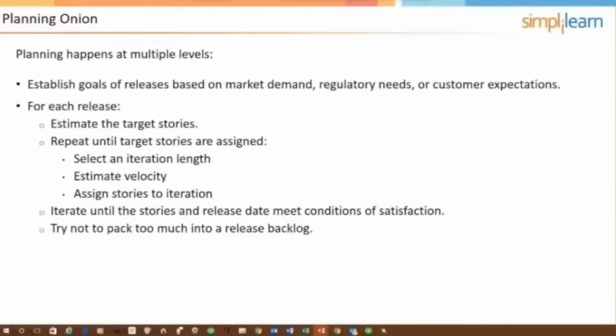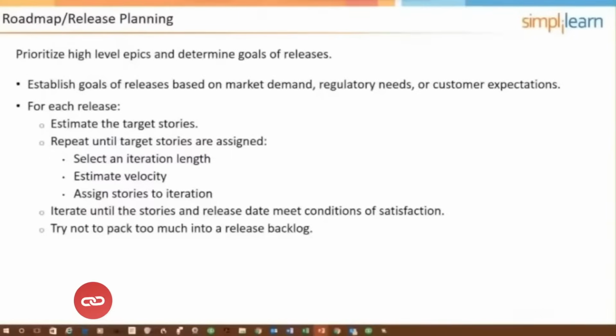We already kind of talked about the release and roadmap concept here. So let's just review this quickly. Prioritize high-level epics and determine goals and releases. So we'll use epics and themes in order to group things together. What should be included in what's released? So what are the goals for the releases? Then the first bullet point, establish goals of release based on market demand, regulatory needs, or customer expectations. For each release, you want to estimate the target stories. Repeat until the target stories are assigned an iteration length.